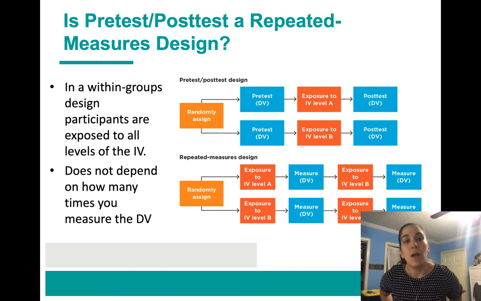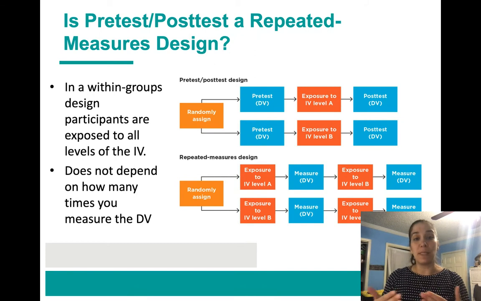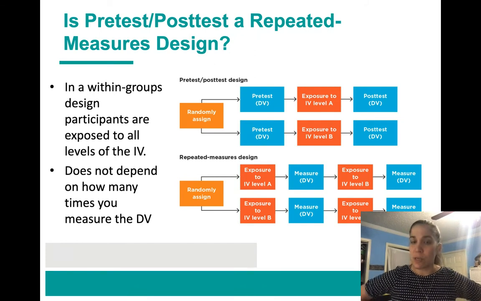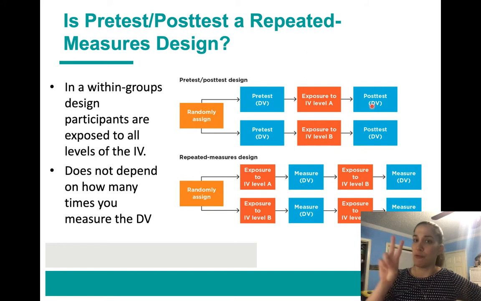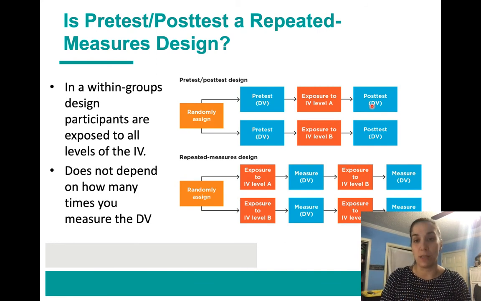Okay, so I wanted to take a step back. If you remember last week, we talked about a pre-test, post-test design. And very, very commonly, students tell me, well, isn't that a repeated measures? Because you're repeating the measures. You're measuring once, exposure to independent variable, and you're measuring twice, repeating the measures. And yes, this is super confusing, but in this case, a pretest post-test design is actually a between subjects design.